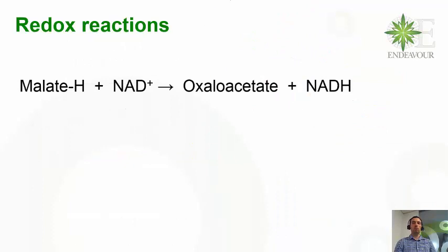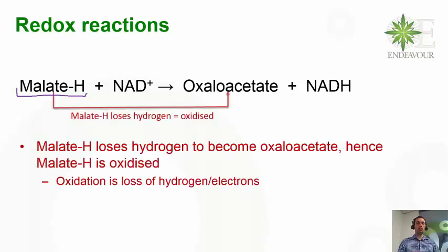So here we have an example of when the coenzyme is going to interact with a compound, in this case malate, which contains hydrogen. So it's going to be a redox reaction, meaning one component will be oxidized and one will be reduced. So the malate will turn into oxaloacetate, and notice now that the hydrogen is not attached, meaning it's actually lost hydrogen to turn from malate into oxaloacetate. So we can say that the malate has actually been oxidized.